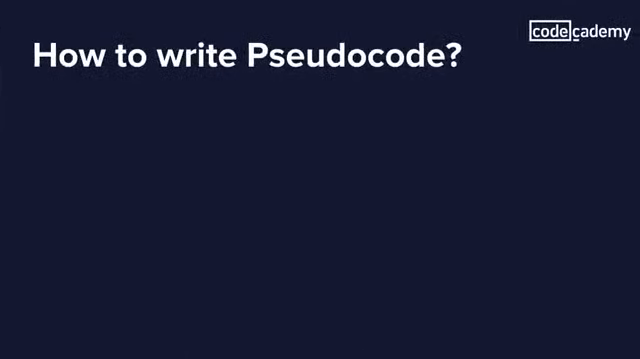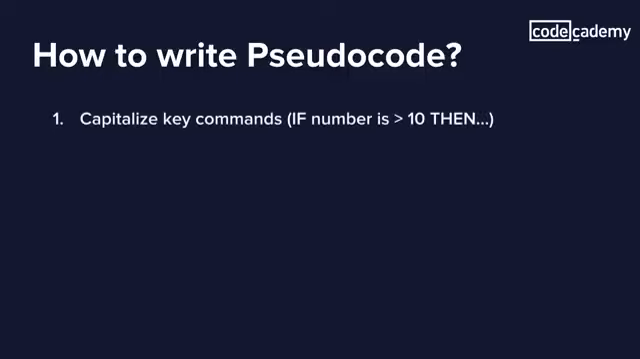Now, pseudocode doesn't have a strict systematic or standard way of being written. So don't think of these as rules, think of these more as suggestions on how to get started writing pseudocode. So for starters, you may need to capitalize commands that will remain in the actual code. So if you're using if statements, for example, it's important to keep those if statements in capital letters. This makes it easier to create code blocks and actually spot some of the logic.